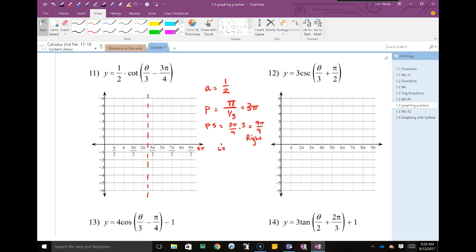So 3 pi is, how many ticks? Let's see. 1, 2, 3, 4, 5, 6 ticks. So the next one will be at 1, 2, 3, 4, 5, 6. Almost right out there. Just past my 5 pi.